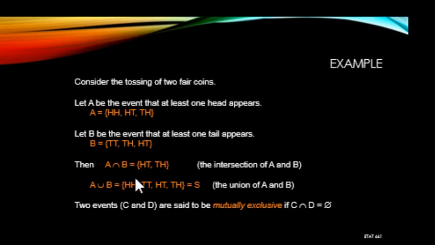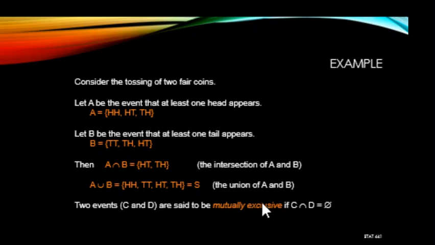Let's look at the A intersection B set. A intersection B is elements that are in both A and B. So HT is in both, TH is in both. So HT and TH is A intersection B. Elements in A union B will be elements that are in either A or B or both. So that will be HH, TT, HT, and TH. And in this case that is the sample space, which is not always the case, but in this one, we have all the 4 elements that are present in the sample space.